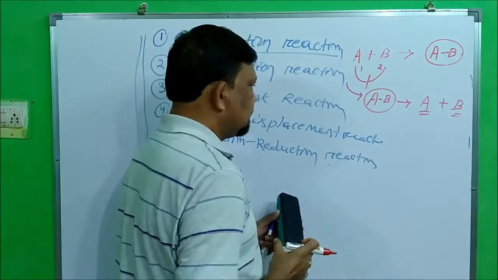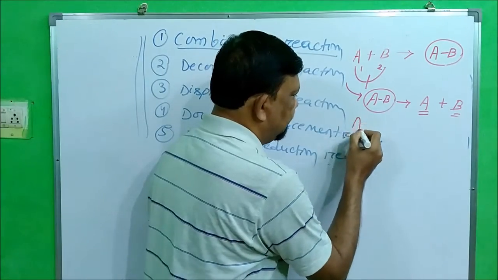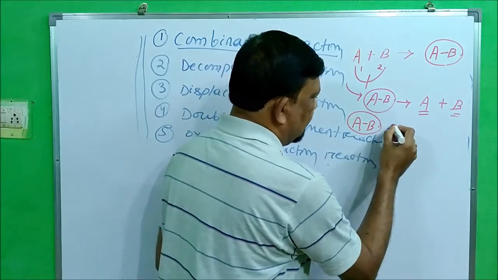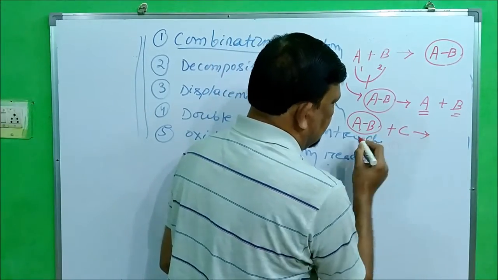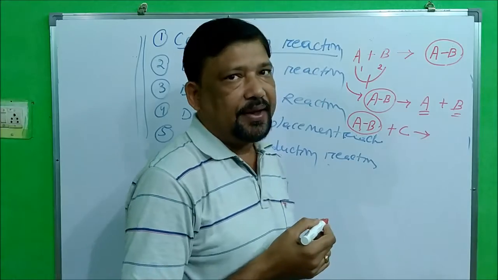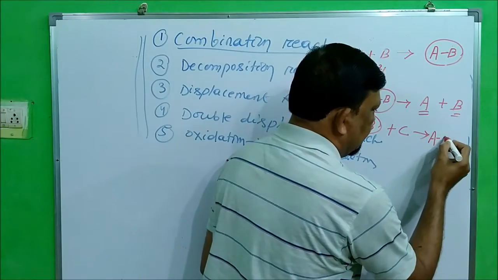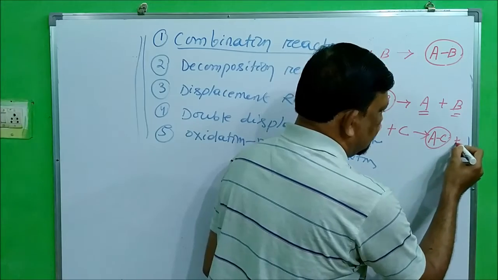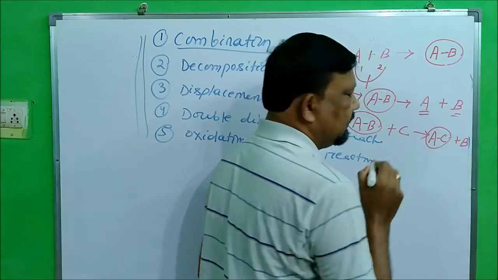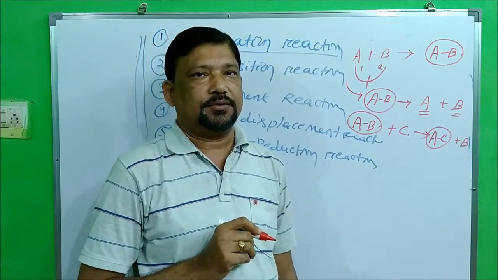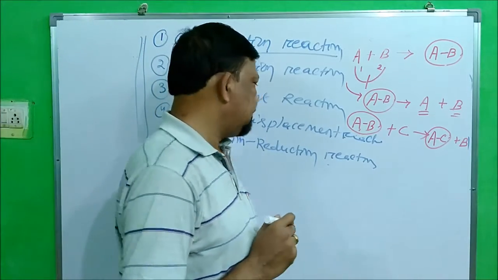Next one is displacement reaction. For example, this is a compound AB. When it combines with C, B is displaced by C and AC is formed, plus B is replaced from the original compound. It is called displacement reaction.